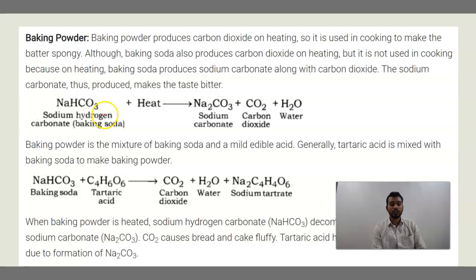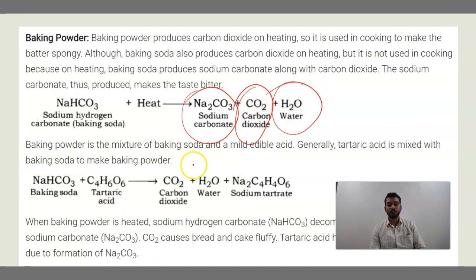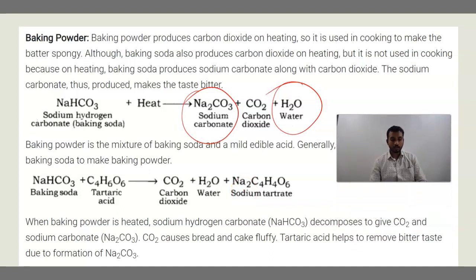So NaHCO3 plus heat. When we are heating this sodium hydrogen carbonate, that is baking soda, what are we going to obtain? Sodium carbonate, carbon dioxide and water. Baking powder is a mixture of baking soda and a mild edible acid. Generally tartaric acid is mixed with baking soda to make baking powder. So we can see the reaction here. Baking soda plus tartaric acid gives carbon dioxide, water and sodium carbonate. When baking powder is heated, sodium hydrogen carbonate decomposes to give carbon dioxide and sodium carbonate.